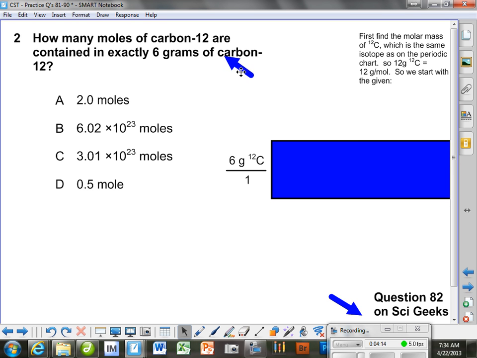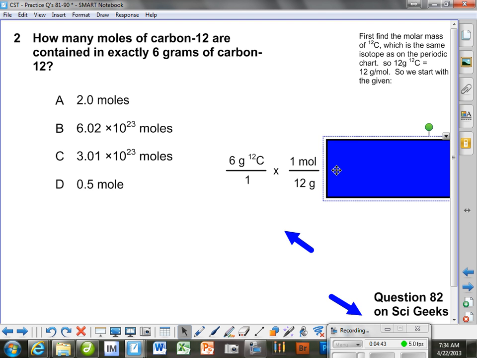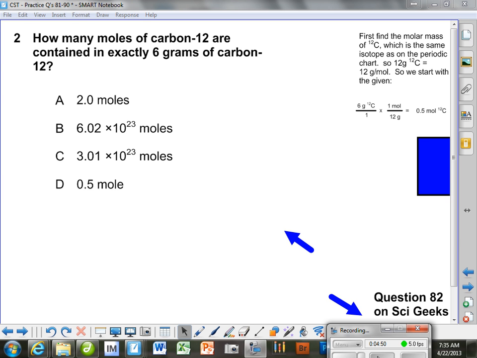It says in the problem, how many moles do we have of carbon-12, where we have 6 grams of carbon-12? Well, there's our 6 grams. And now the next thing we do is turn the molar mass upside down. Why? Because we've got grams on top here and grams on the bottom here, and that is the only way to cancel them out. And then simple division, 6 divided by 12, with the grams canceled out, gives us a total of 0.5 moles of carbon-12. So your answer is letter D.